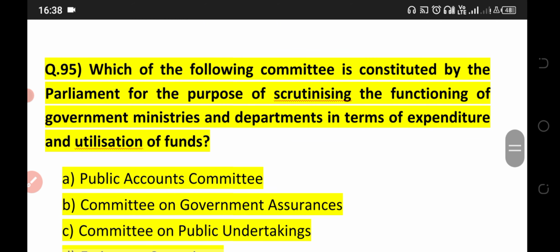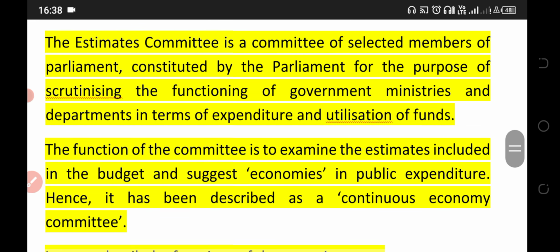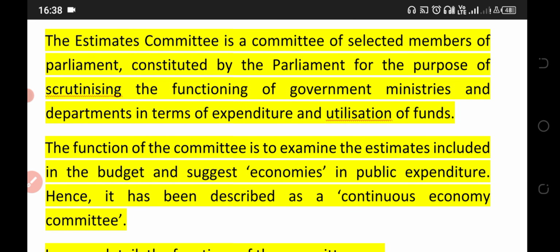Okay. Which of the following committees is constituted by the Parliament for the purpose of scrutinizing the functioning of the government ministries and the departments in terms of expenditure and utilization of the funds? It's the Estimates Committee. The Estimates Committee is a committee of selected members of the Parliament constituted for the purpose of scrutinizing the functioning of the government ministries and departments in terms of expenditure and utilization of funds.